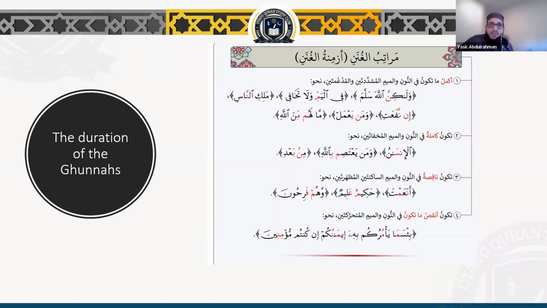So our last slide for today, inshallah, page 152. That's the duration of the ghunnas, the one that Dr. Fahim asked for. And that would be the last subject before we go for al-mudud, which is page 54, inshallah, for next week. So in terms of the duration of the ghunna, we have four levels. The highest level of ghunna is when you have noon with shadda, mim with shadda.